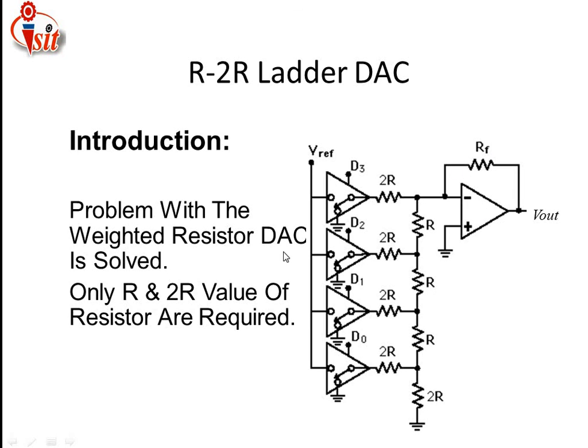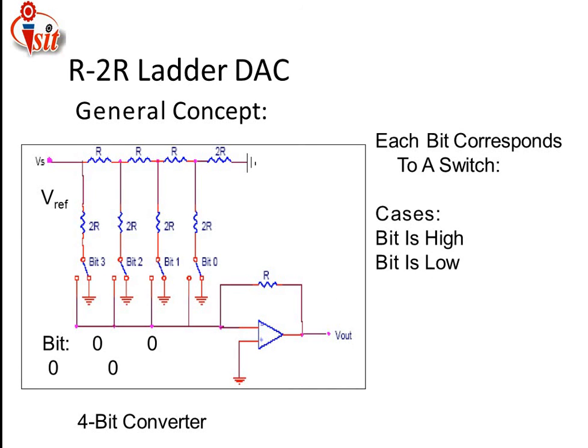The problem with the weighted resistor DAC is solved, as only R and 2R resistor values are required. That means the problem related to the 2 raised to n minus 1 R values, where the values keep increasing and the resistors get larger in size, is avoided. Here we have considered only R and 2R resistors. One resistor is connected in series and one resistor is connected in parallel. Like this, it forms a ladder-like structure, and it is the easiest way to calculate the DAC value.